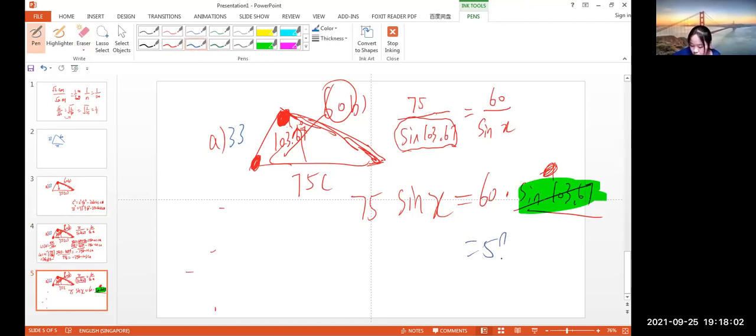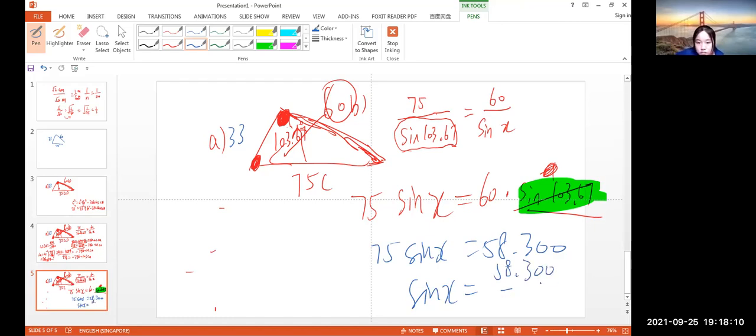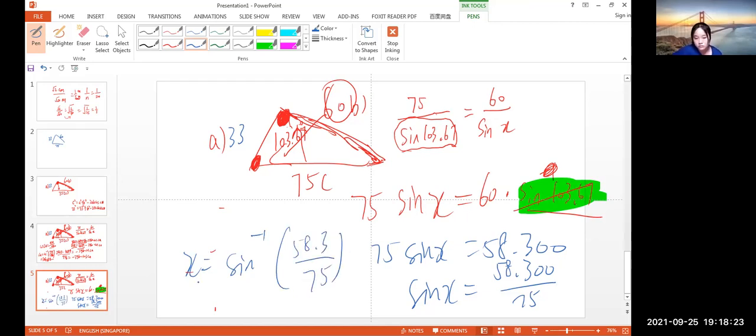58.30. 58.300. Okay, good. So this looks good. 58.300 divided by your 75. So wait, stop, hold on. X is equal to sine inverse, -1, 58.375 with a bracket. Okay, go ahead. What do you get for X? 51.01. Yep. So once you get these two, then you can add this one together.